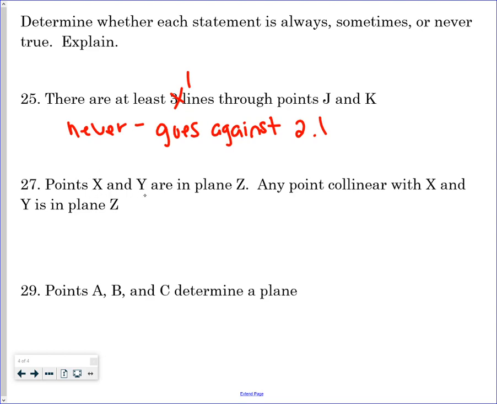All right, points X and Y are in plane Z. Any point collinear with X and Y is in plane Z. I'm going to draw a picture this time. Okay, so here's plane Z. They said X and Y are in it somewhere, right? Any point collinear with X and Y, like this, is in plane Z. What do you think? Always. If X and Y are in plane Z, and whatever point we just added is on the line through X and Y, then it's on the same line. It's still in the same plane, right? So what postulate says that?